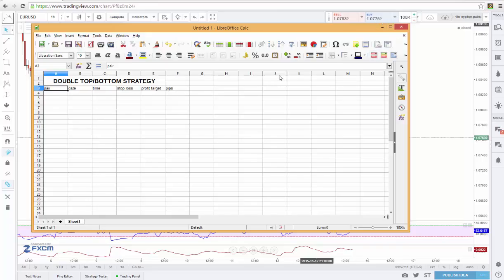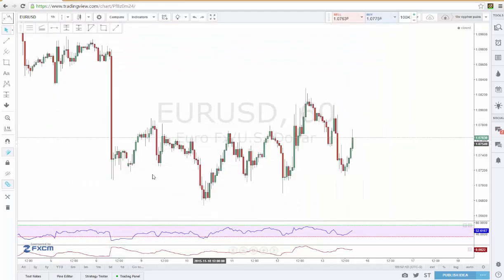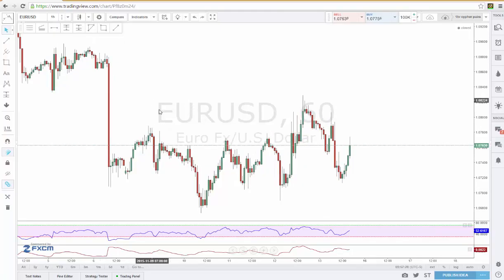Now that we have this set up, our next step is to create some rules for our strategy. And this is a very important part. You want to make sure that you have very specific rules for your strategy so you know exactly when to take the trade every single time you see it on a chart. That's the only way you're going to be consistent in what you trade.